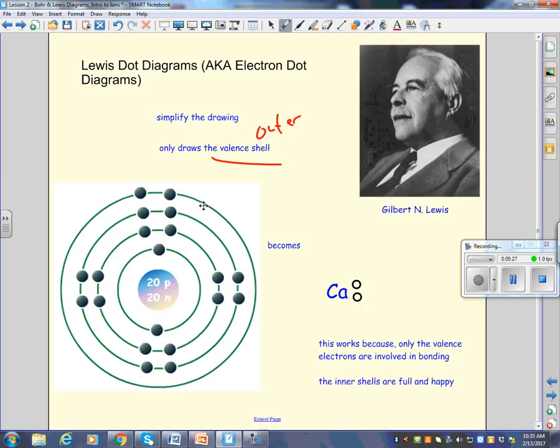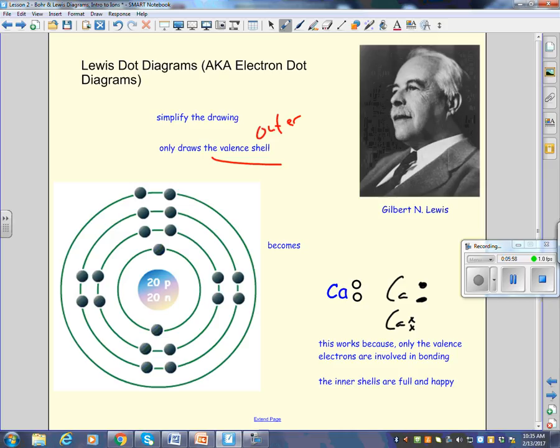So this great big giant thing simply becomes this. You write the name of the symbol, and then you draw how many dots there are in the outer shell. You can draw them with circles like that, you can draw them with colored in ones, or you can draw them with just X's, which are easy to draw too. So you only really need to draw those outer shell electrons.